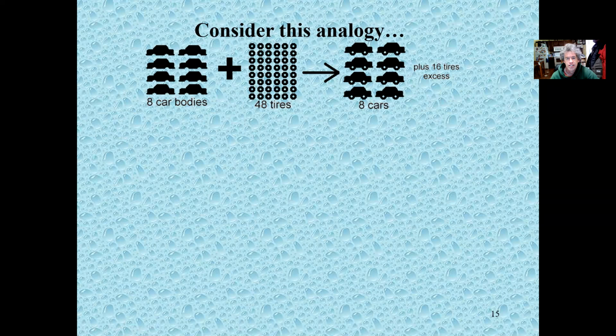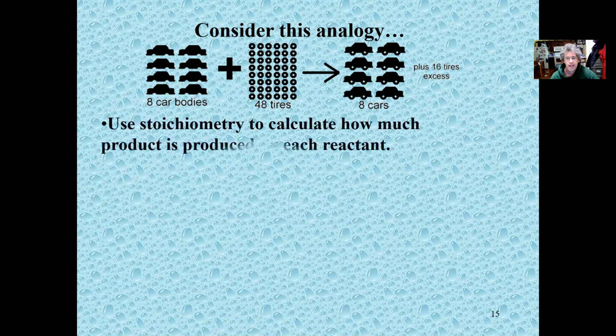So here's an analogy. And you could figure out, how much product do you need? So if you have some bodies of cars and tires of cars, and you can make 8 cars. But you'll notice if you do the counting out, you're going to end up with 16 extra tires that just don't have a car to go with them.